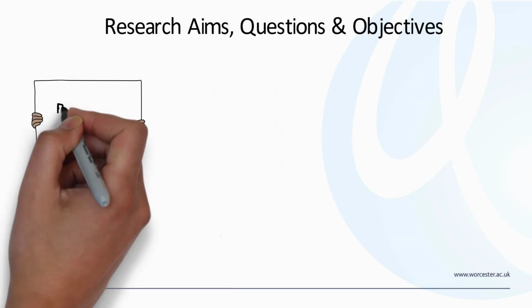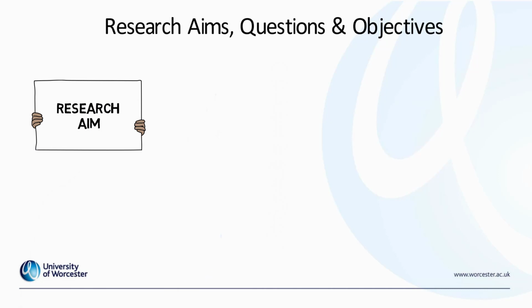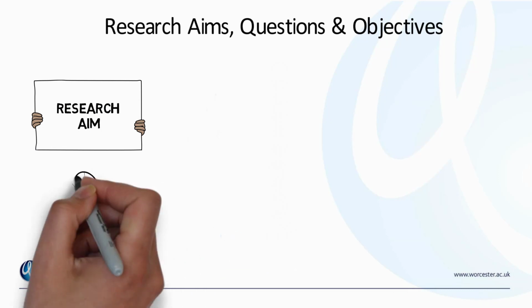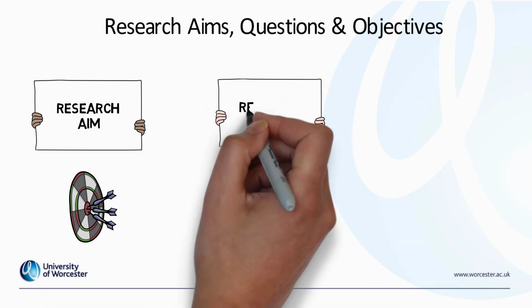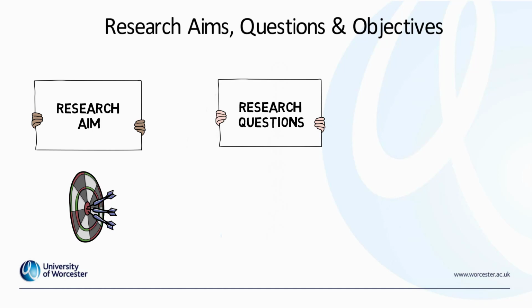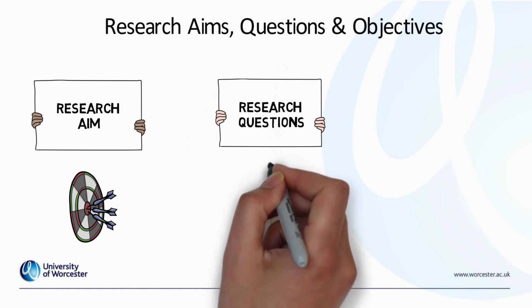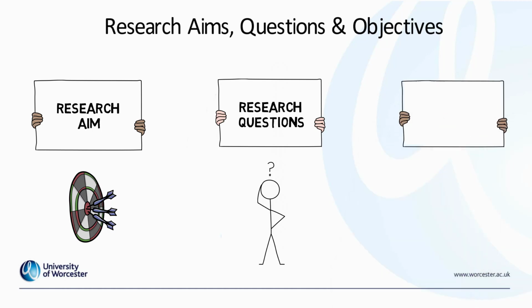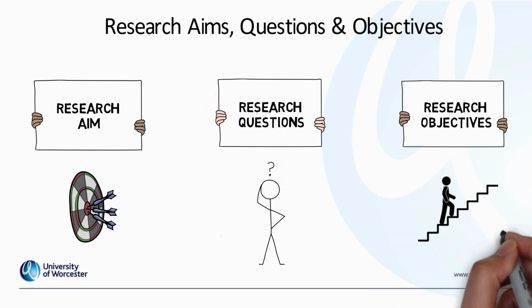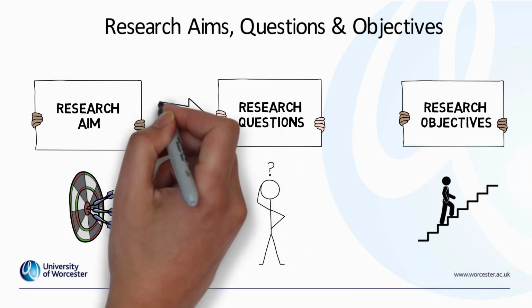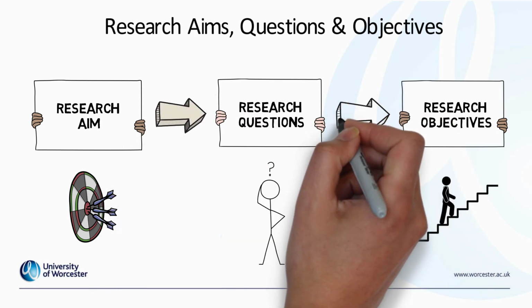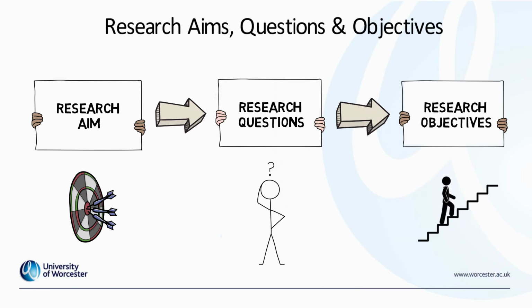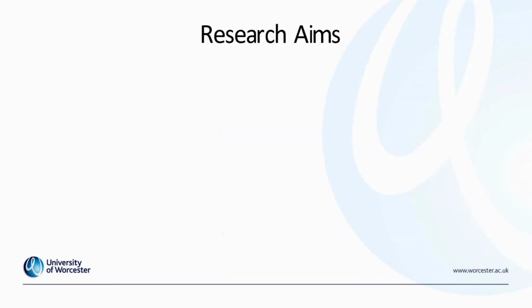The research aim is the broadest, and the research aim is the general statement that you want to achieve with your research. Research questions are the actual questions you want to be able to answer with your research, whereas your research objectives are the steps and stages that you will need to undertake in order to answer your research questions and achieve the research aim that you've set. We're now going to discuss each of these in a bit more detail individually.